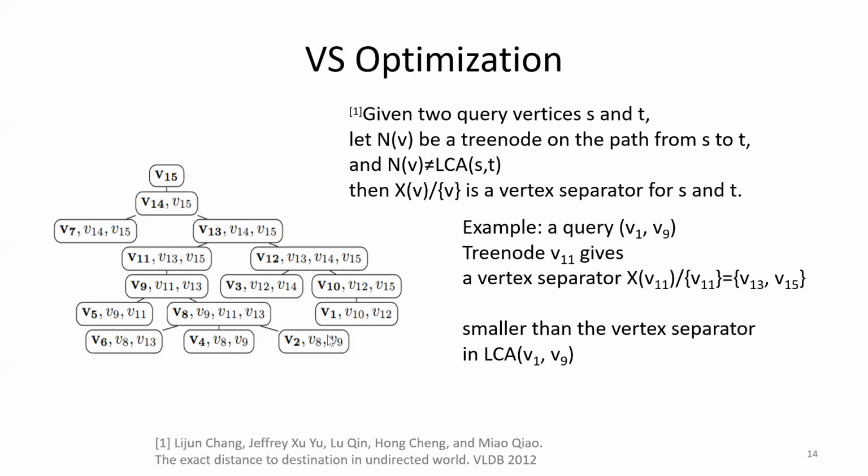For example, a query V1 to V9. Then we can see that the tree node V11 is on the path from V9 to V1. So a vertex separator can be X(V11), that is V13 and V15. And it has a smaller size than the vertex separator in the lowest common ancestor. So we can replace the vertex separator in the tree node V13 by the set of V13 and V15.